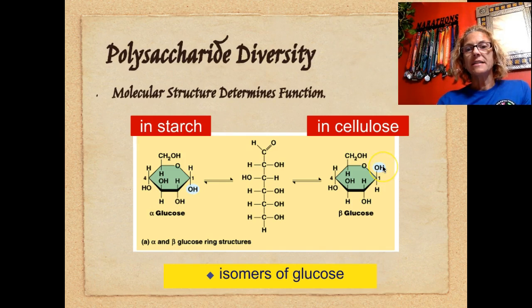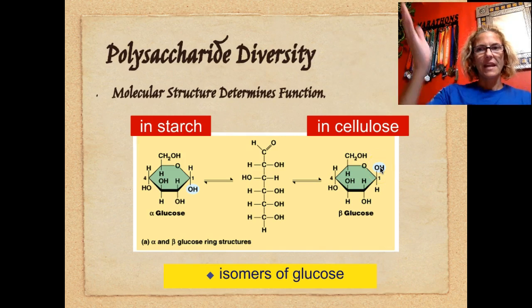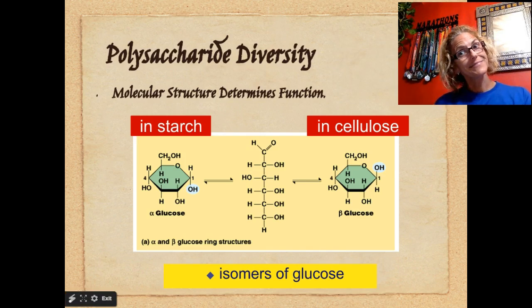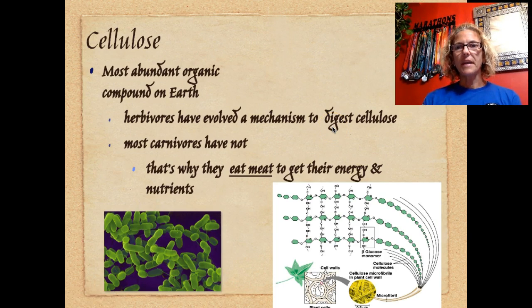Whereas if you were bonding two betas between the first and the fourth, notice it's kind of an up and down bond. So that is a sturdier bond and not as easy to break. So continuing on with that beta glucose, we're going to look at cellulose.